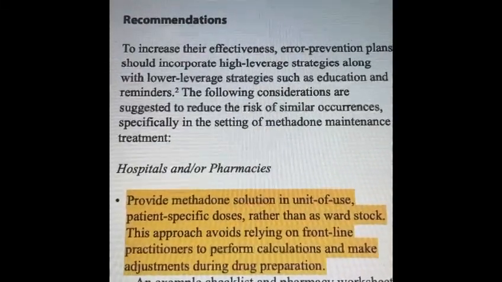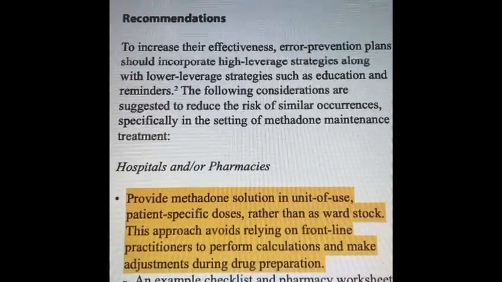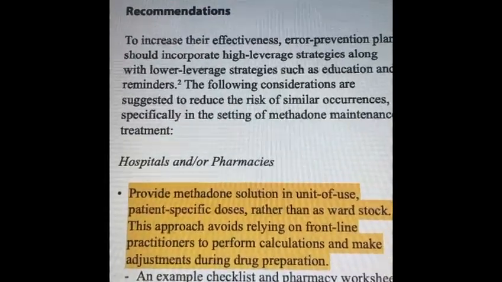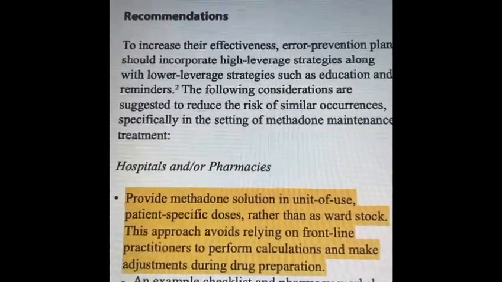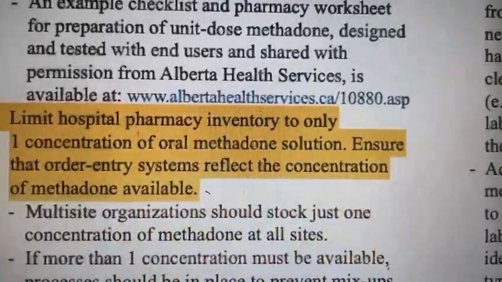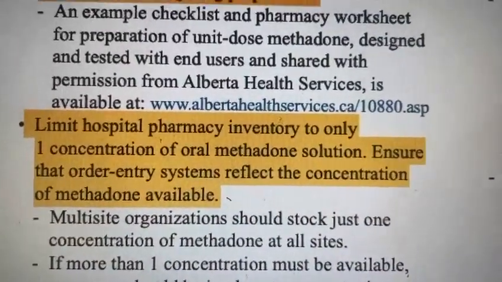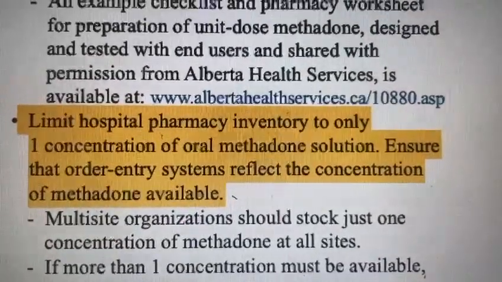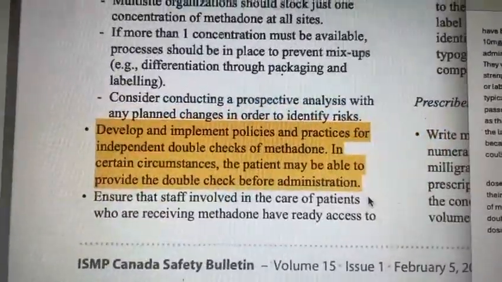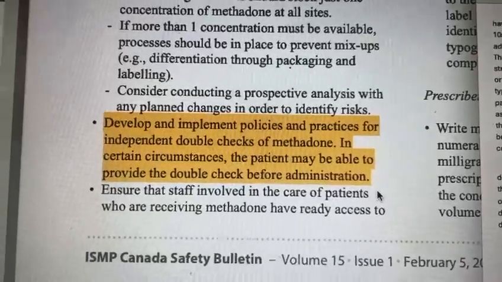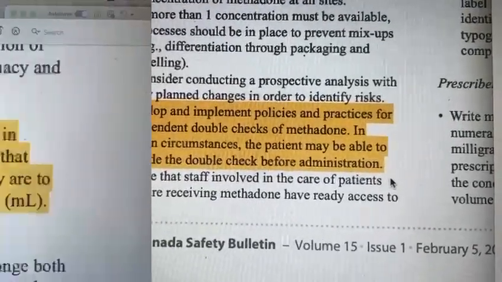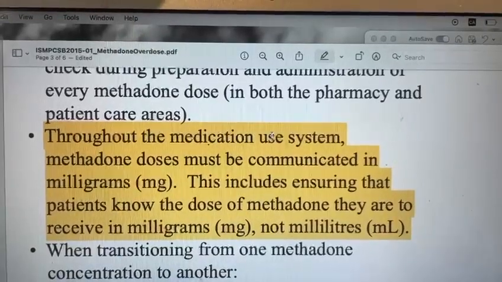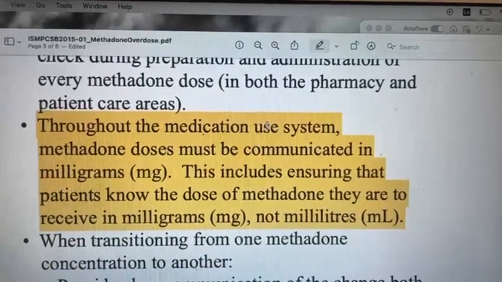ISMP recommended that methadone should be dispensed as a patient-specific unit dose instead of ward stock, where a nurse would need to draw up the proper dose based on their calculations. ISMP also reiterates that hospitals should only keep one concentration of methadone solution on hand to avoid confusion. They also suggest that an independent double check be done before administering a dose to a patient, and to communicate a patient's dose of methadone in milligrams and not milliliters.